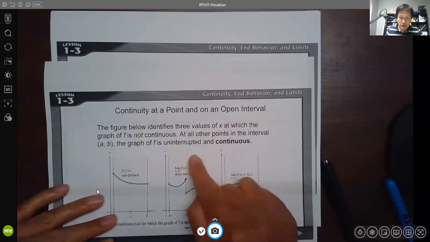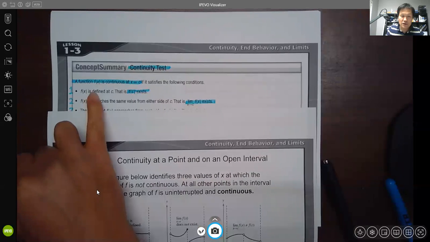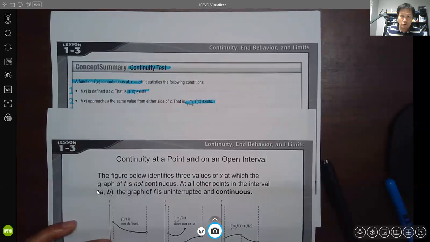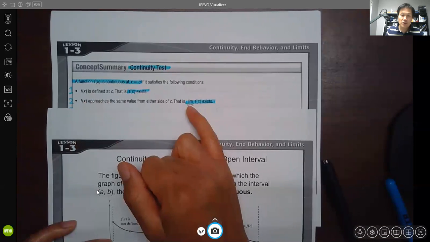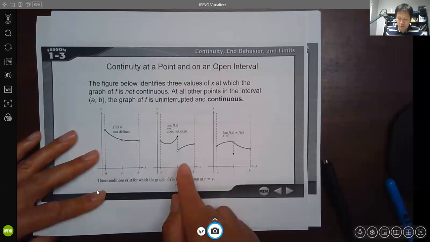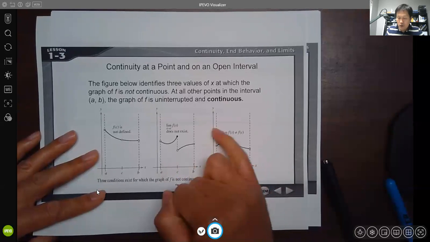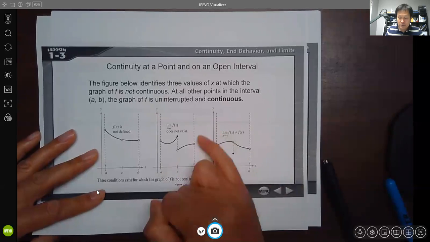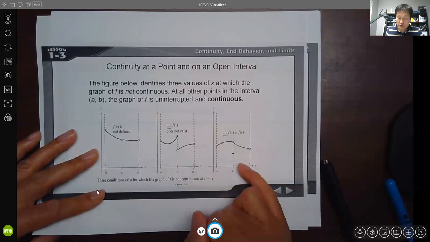So for this graph, you will pass the first condition, but the second condition, you will fail. You say the limit does not exist, discontinuous at x equal to c. What if you are asked to do a continuity test with this example?